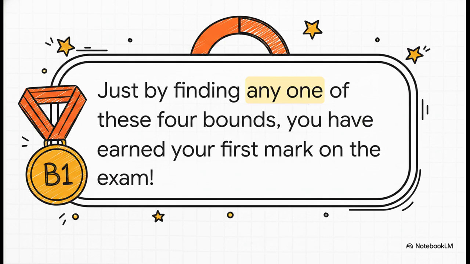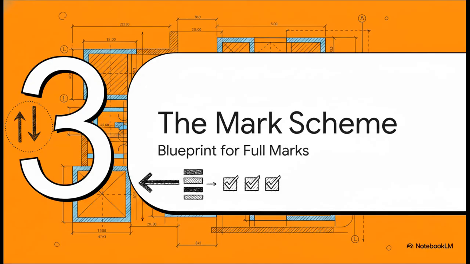Seriously, the official mark scheme says if you write down any one of those 4 bounds we just found, you get the B1 mark. That's a third of the way there already. Awesome. All right, 1 mark down. Now, how do we get the rest? We're going to use the official mark scheme as our guide. It's like having the answers before you even start.